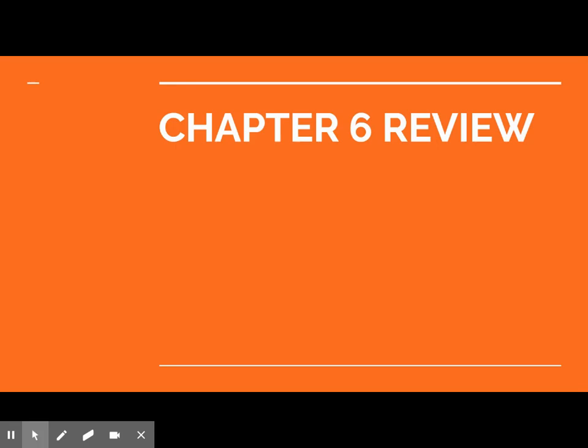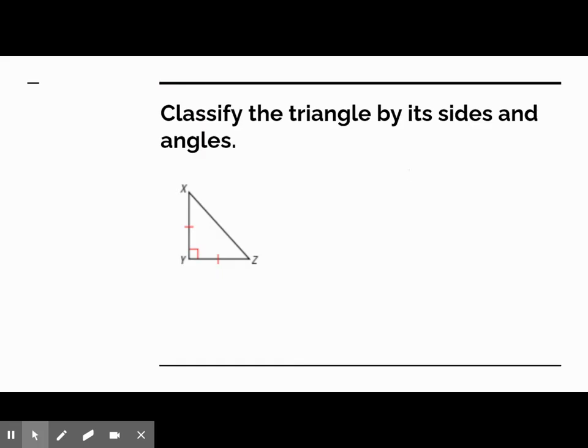So here's question 1. Classify the triangle by its sides and angles. So just write your answer down.